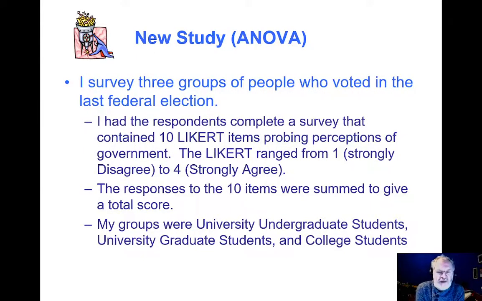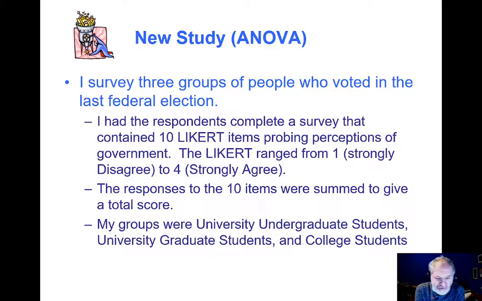Okay, so my new study for the analysis of variance is I survey 3 groups who voted in the last federal election. I had the respondents complete a survey that contained 10 Likert items probing perceptions of government. So the items range from 1 strongly disagree to 4 strongly agree. The responses to the 10 items were summed to give a total score, right? Maximum score is 40. Minimum score is 10.